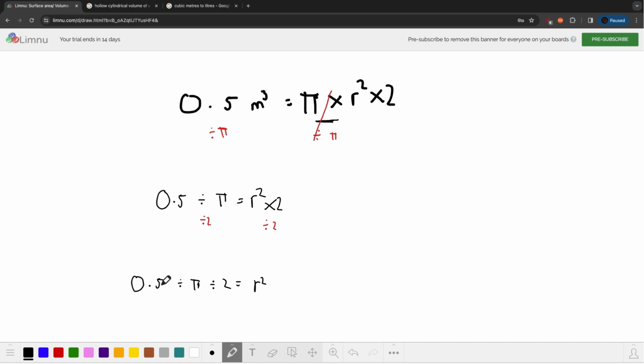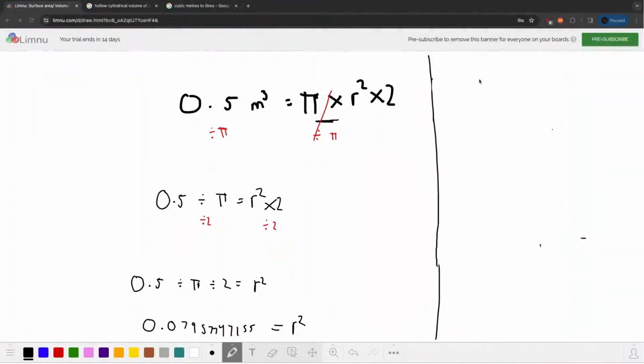So we're nearly there. So let's just put this in the calculator. So if you put 0.5 divided by pi divided by 2, you will get 0.07957747155. It's quite a long number. So let's just simplify that to 2 decimal places. So we get 0.08. That is equal to r squared. We're so close. We just have one more thing to do.